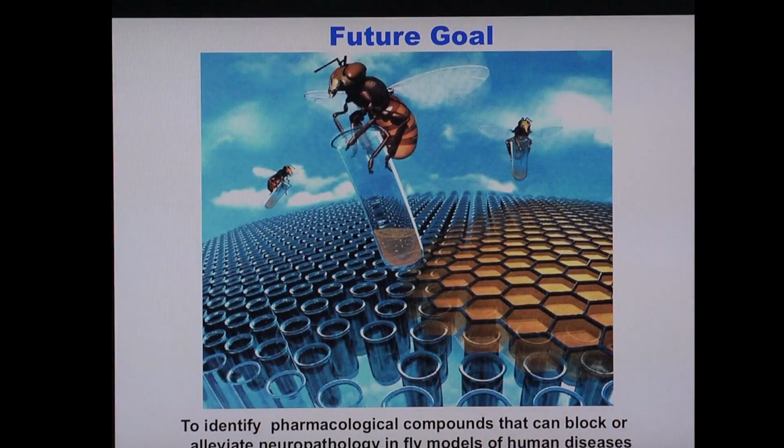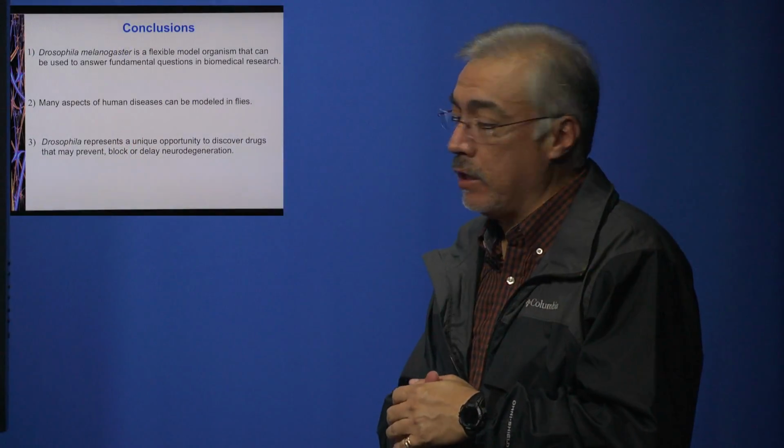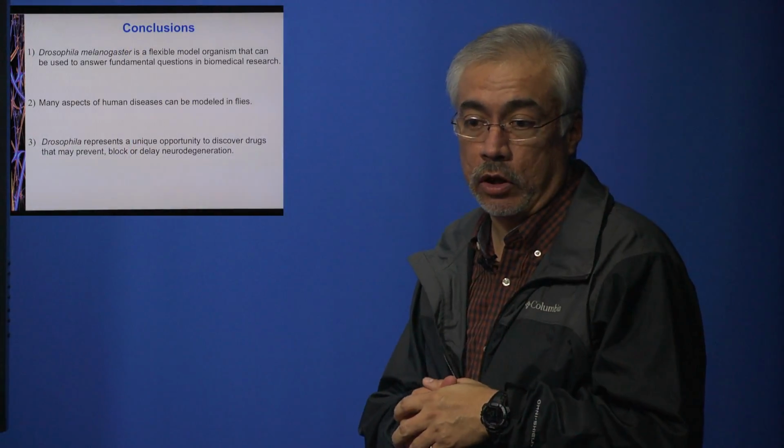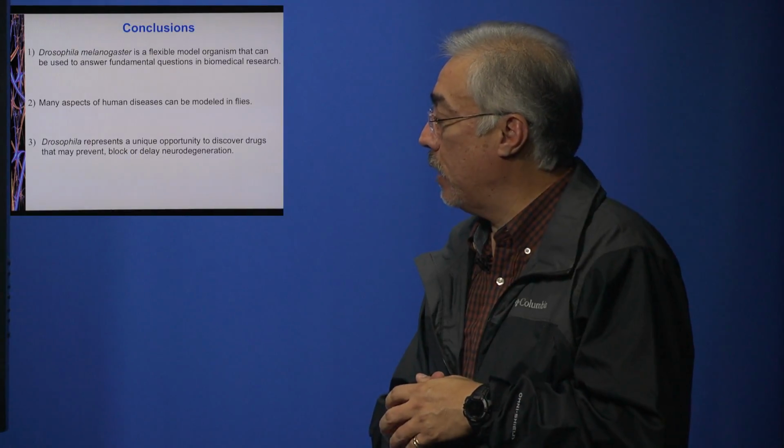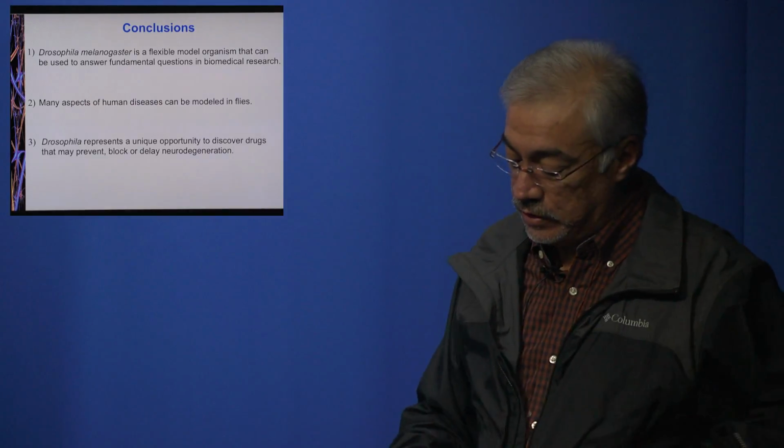Okay, so this is basically an overview of what we are doing in the lab. So in conclusion, the fly is a very flexible organism. We can study many fundamental problems in biomedical research. Many aspects of human biology are also present in flies. And it's a valuable organism to discover drugs that could eventually prevent or block diseases. Okay?